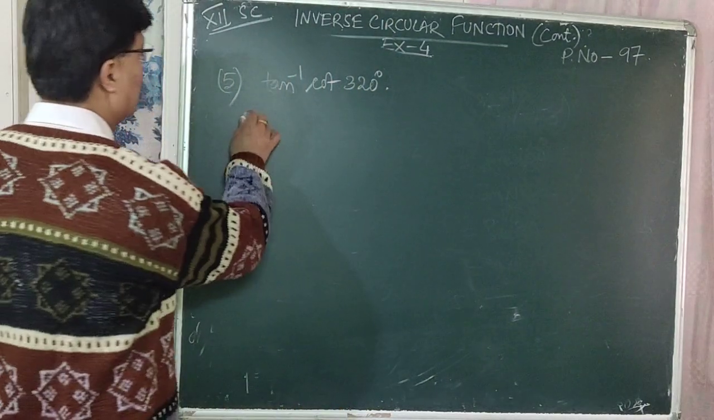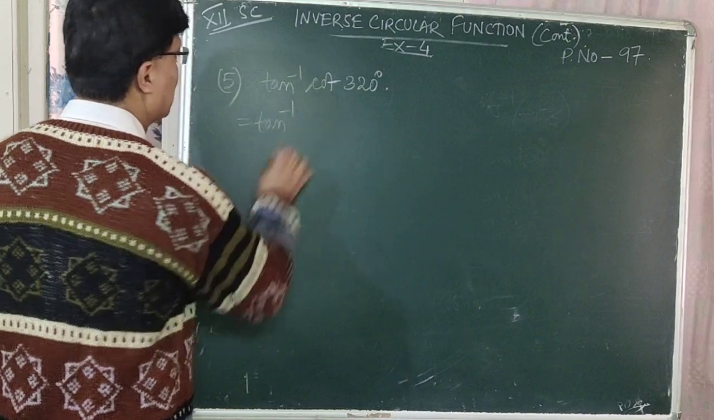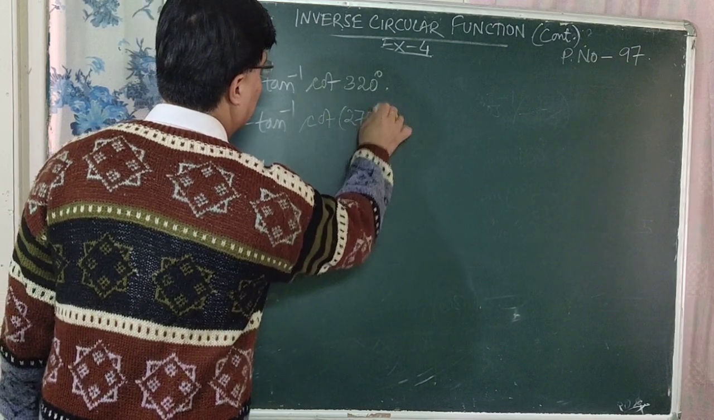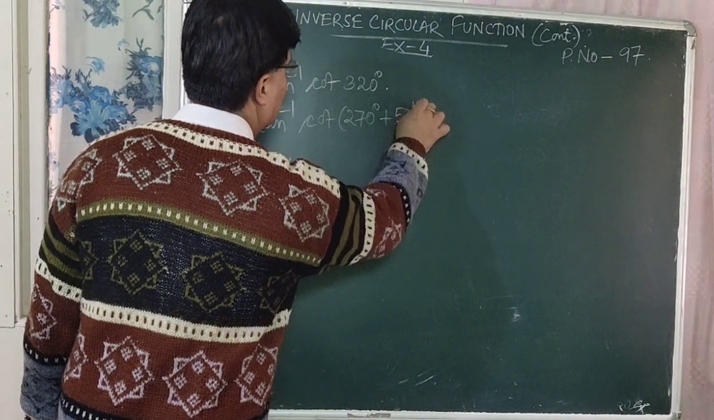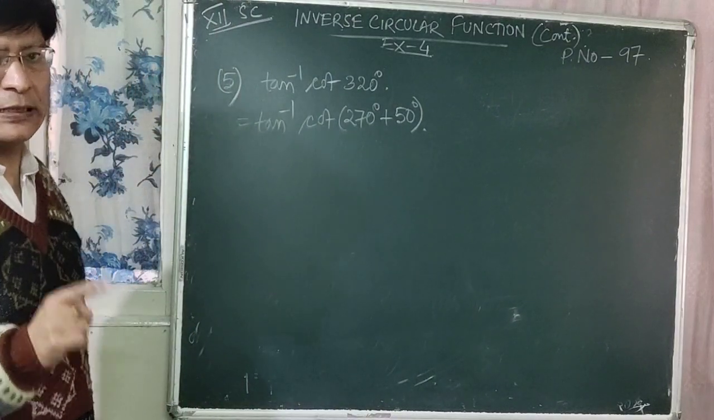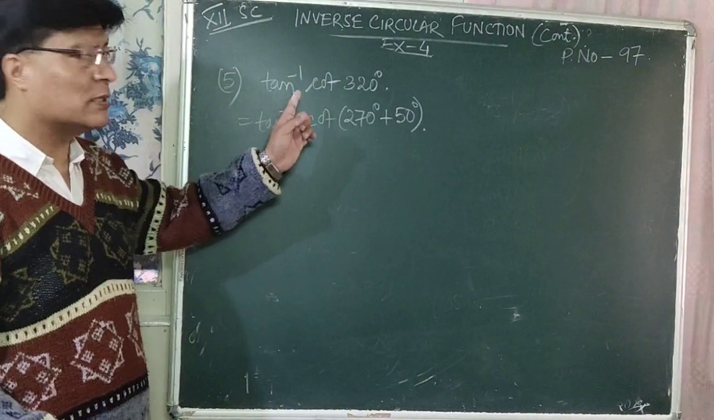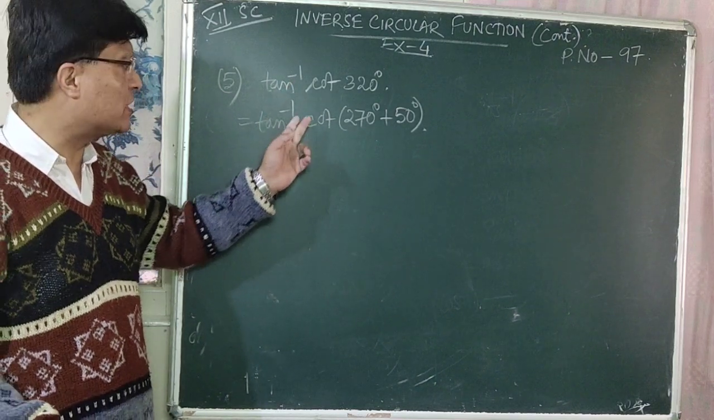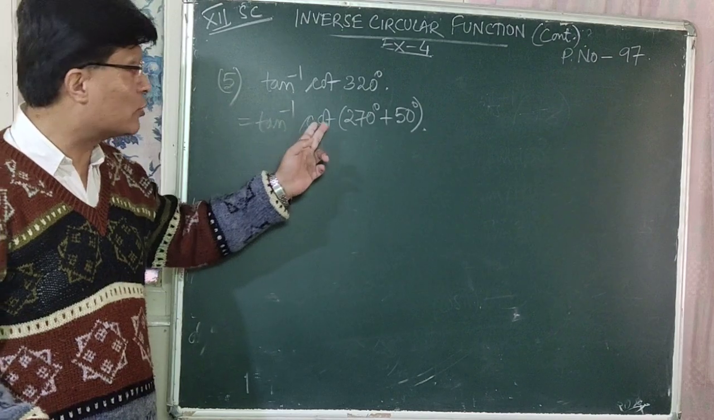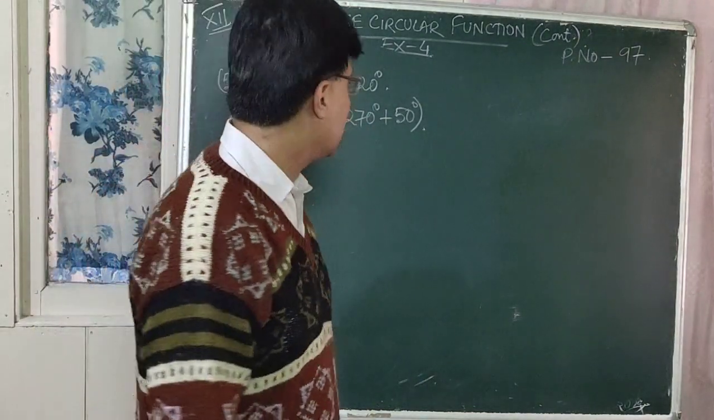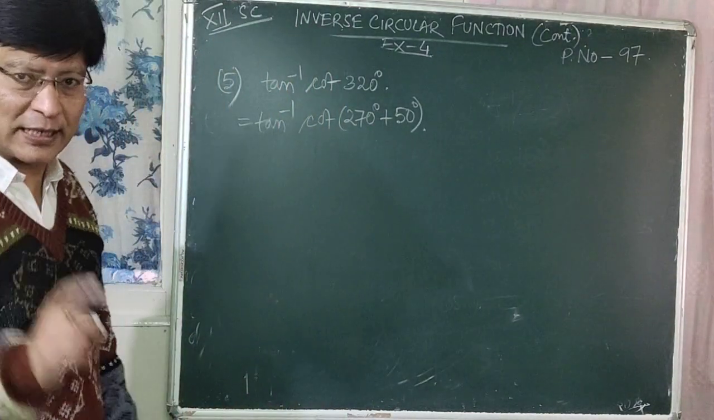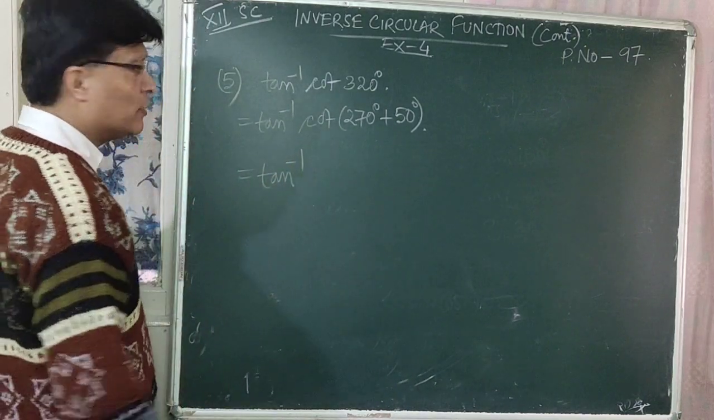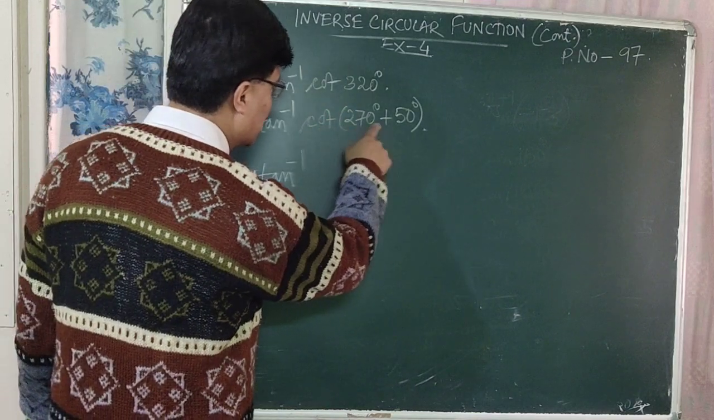Okay, so it is equal to tan inverse, right? So let us write cot of 270 degree plus what? 50 degree. So we can't write here 360 minus theta because 360 is an even multiple of 90. So cot remains as it is, but you have to change it into tan. That's why you should write 270 plus theta. That is 270 degree plus 50 degree. Is it clear? So it is equal to tan inverse. Now what is cot of 270 plus 50?